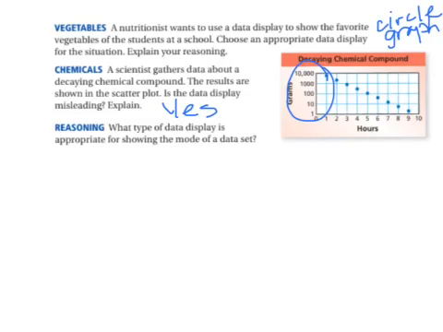Okay, and what type of data display is appropriate for showing the mode? The mode, remember, that's the one that occurs most often, and here that would be a line plot because it's going to be the graph that shows how many times something occurs in a data set, which is the exact same thing that mode is.